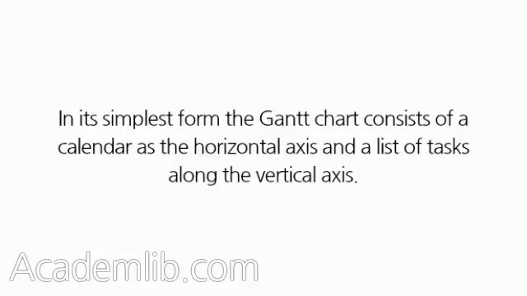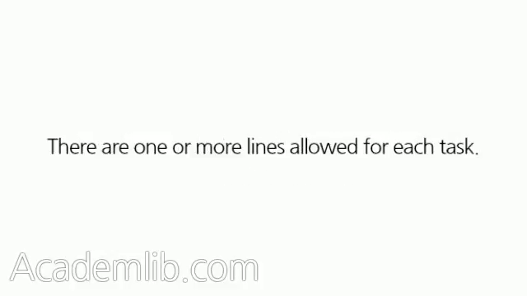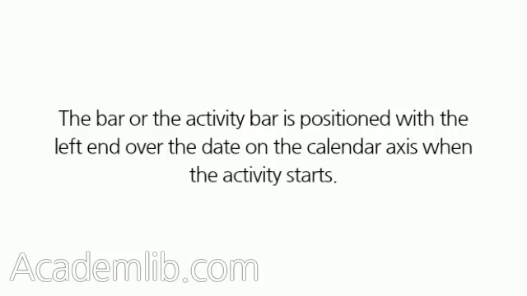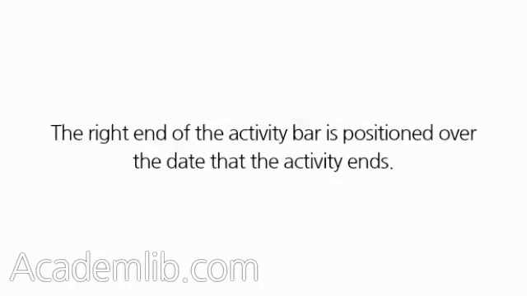In its simplest form, the Gantt chart consists of a calendar as the horizontal axis and a list of tasks along the vertical axis. There are one or more lines allowed for each task. In the main part of the Gantt chart, each task is represented by a bar or rectangle. The left end of the activity bar is positioned over the date on the calendar axis when the activity starts. The right end of the activity bar is positioned over the date that the activity ends.